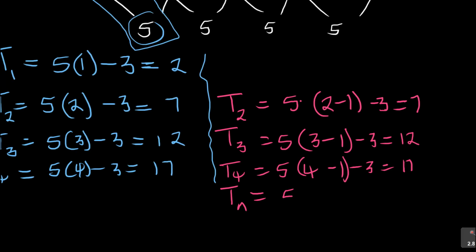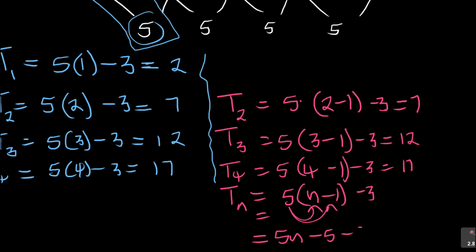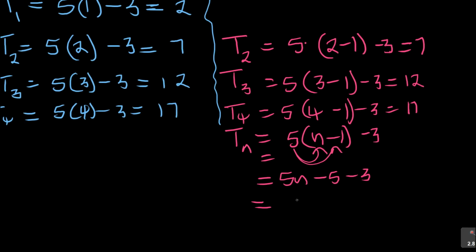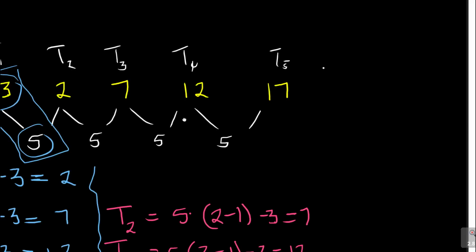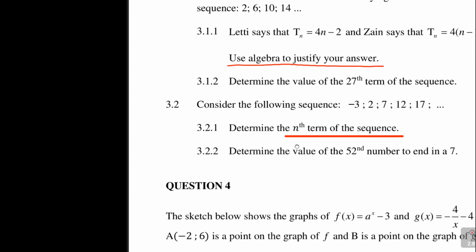So I can come here and say Tn is equal to 5, n minus 1, minus 3. Then when you open this bracket, it is going to be equal to 5 times n, 5n, minus 5, minus 3. You see? And then it becomes 5n minus 8. That becomes your Tn, which is similar to what we got, just that we arrived at it differently. It was 5n minus 8.